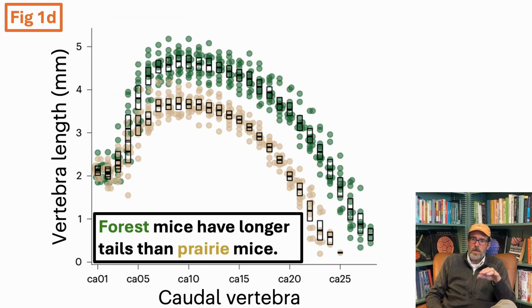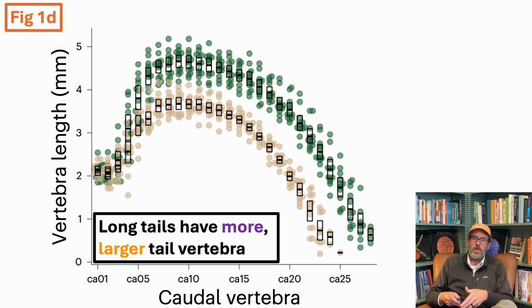So this is a comparison between individual caudal vertebrae, going from 1 out to 25. For each one of those caudal vertebrae, how long is it? This isn't the full tail length. The forest mice do have longer tails than prairie mice, but they also have longer individual caudal vertebrae. So long tails have larger tail vertebrae.